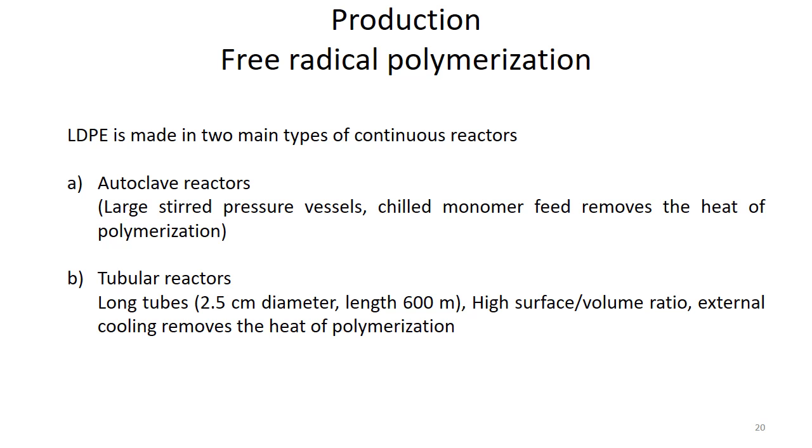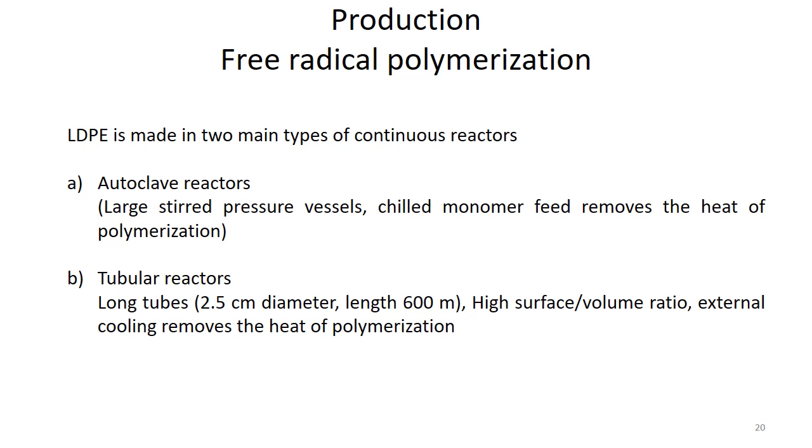In the case of free radical polymerization, we said that it can result in low density polyethylenes, but basically these low density polyethylenes can be made at high pressure in one of two types of continuous reactors. One of them is the autoclave reactor and the other one is the tubular reactor. The autoclave reactors are large stirred pressure vessels which rely on chilled incoming monomers, and the use of this chilled monomer feed is to remove the heat of polymerization.